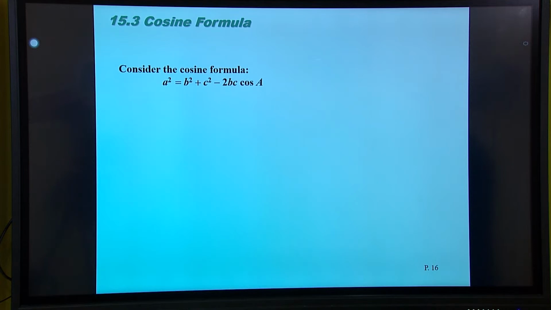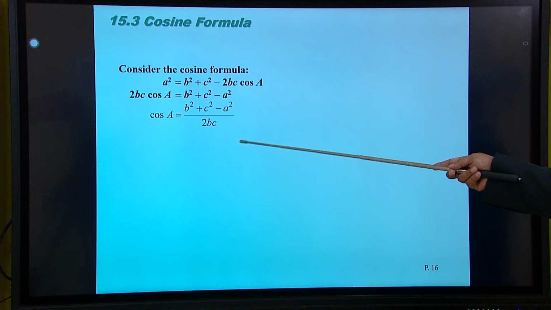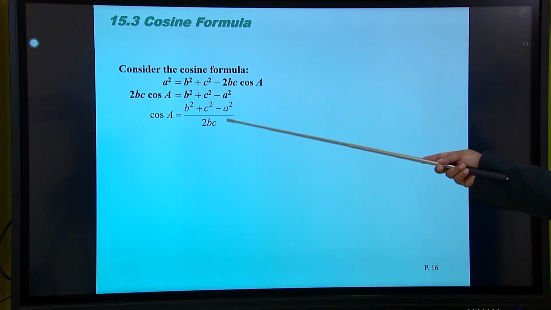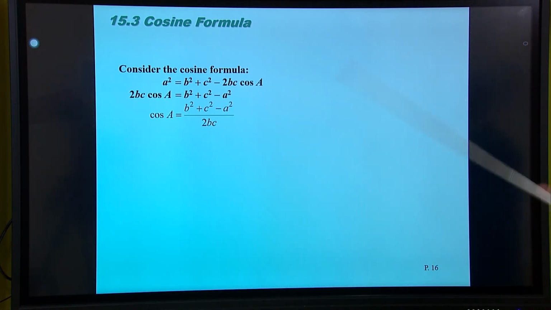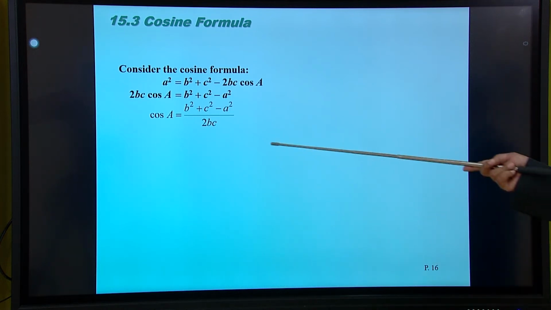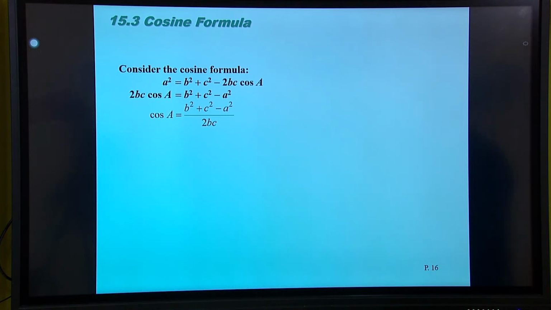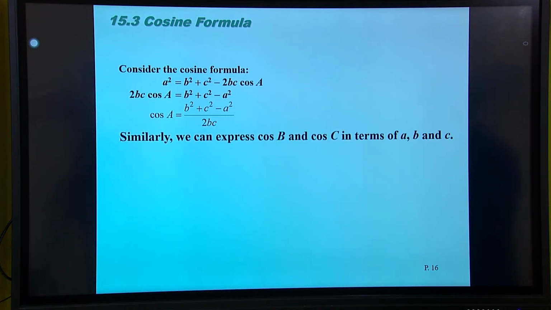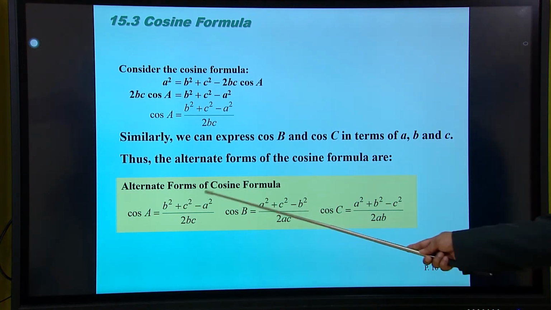Right, let's consider the formula. We can write the formula in terms of the angle. So if I want to find the angle, cos A, I can write it in terms of the sides. So there we go. If I have a triangle and I have all three sides, but I don't have the angle, I can use the cosine formula to find out the angles. That's very neat. All right? And we can do the same for B and C. And again, you can see the pattern.